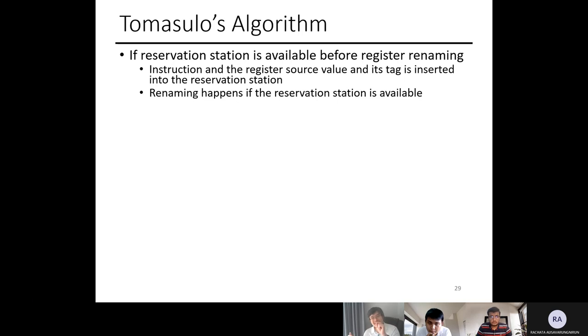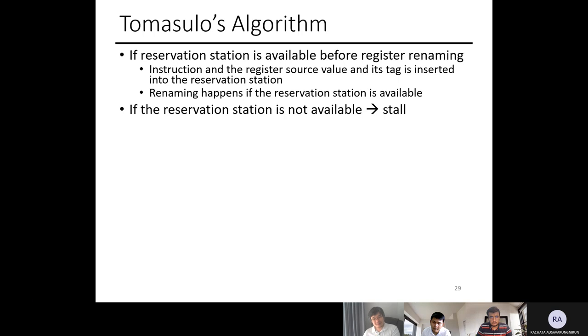If you insert, then you do renaming, essentially. You insert the entry in. If you need R0, R1, and R2, you go look it up. If it's available, awesome. Put a number in. If it's not available, put the ID in and wait. If the number gets put in and everything becomes available, dispatch.